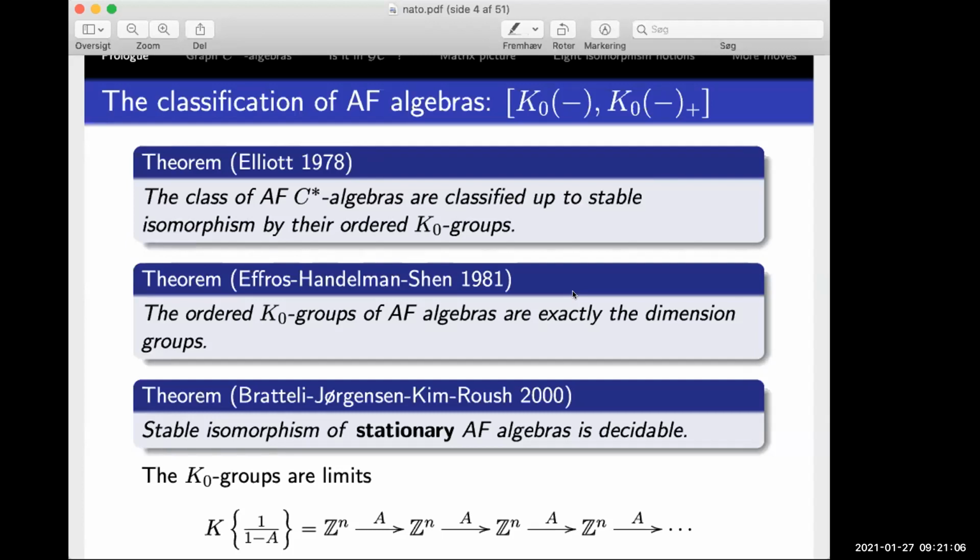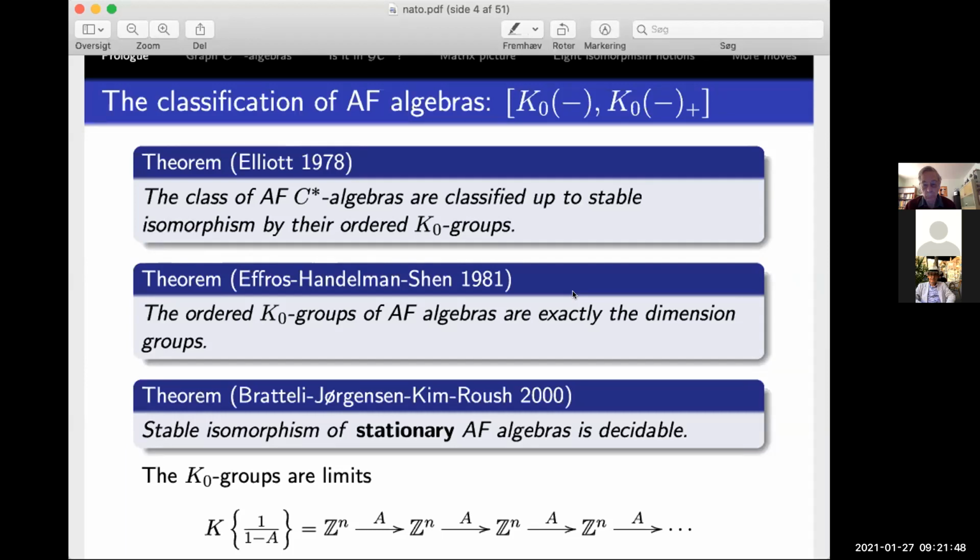The third result that I'm putting up here is less well known, but it actually says that if you have a stationary AF algebra, which means that it's a repeated system where it's easiest to describe the dimension group is that you just have the same matrix and you repeat that in your inductive limit. You can think of it as sort of a fractional expansion or something like that. And then it was proved by Bradley and Jorgensen with Kim and Rausch, who are famous symbolic dynamicists, that actually that's decidable. So there is an algorithm for if you have two of these matrices, there's an algorithm for figuring out if you get the same C-star algebra or not.